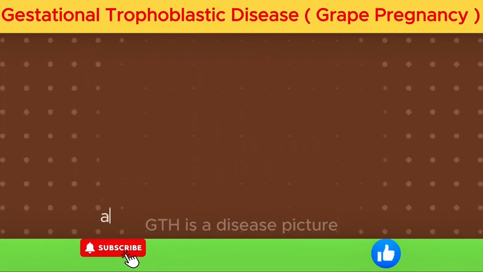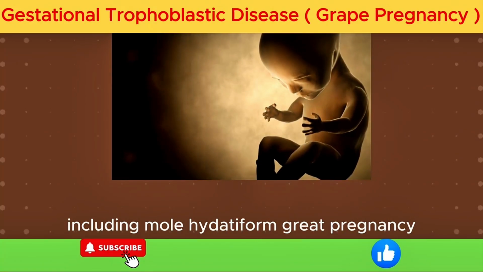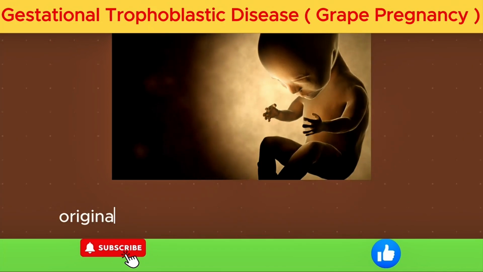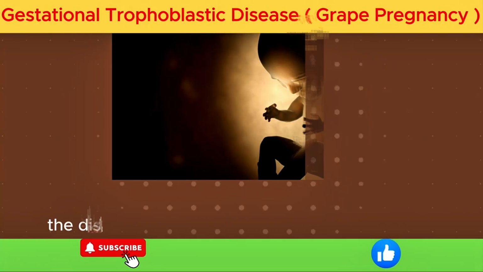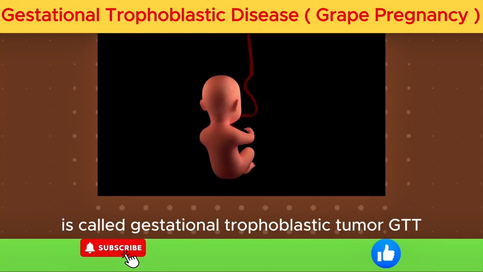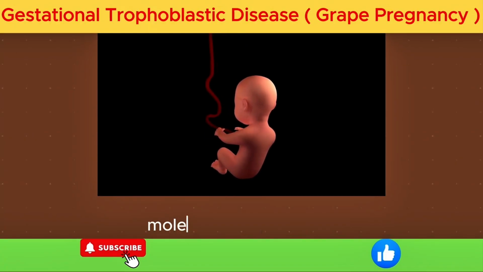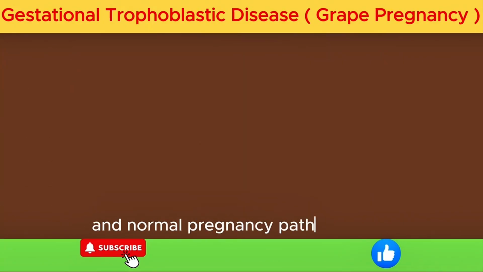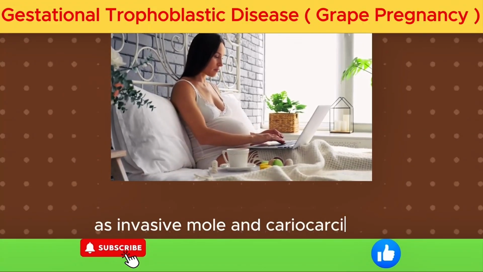GTD is a disease picture associated with many pathological developments, including mole hydatiform, grape pregnancy, invasive mole, choriocarcinoma, and trophoblastic tumor originating from placental tissue made of the child. There are many types. The disease that occurs when GTD does not heal is called gestational trophoblastic tumor, GTT. GTT often occurs after grape pregnancy, mole hydatiform. Rarely, it may also occur after miscarriage and normal pregnancy. Pathologically, GTT is often seen in two forms as invasive mole and choriocarcinoma.